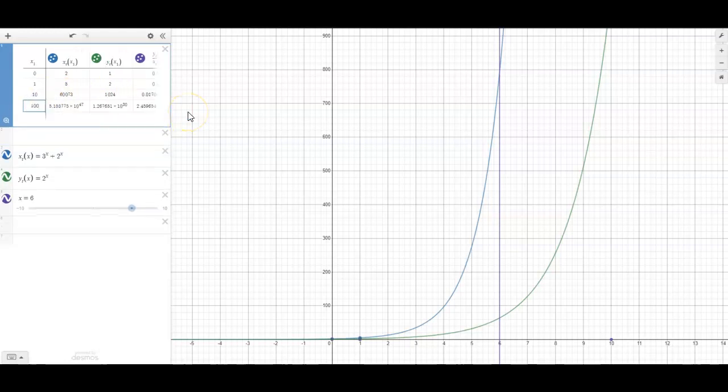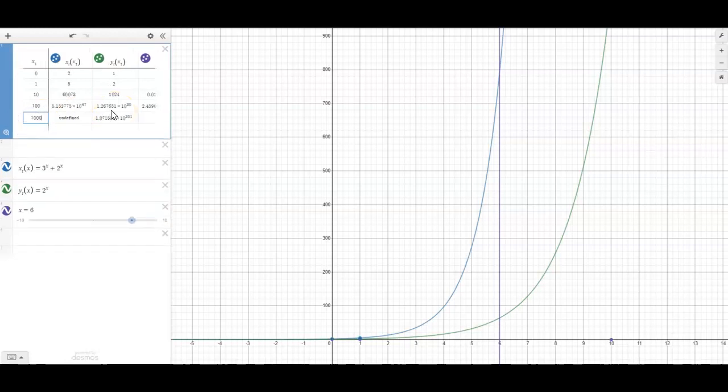If I do it for time 100, you can see that this one's on the order of 10 to the 30th, but the x component is on the order of 10 to the 47th. And the ratio between those is 2.46 times 10 to the negative 18th, which is effectively 0. Now, after 1,000 time units, x of t becomes so large relative to the y component that the ratio of y to x is essentially 0. What that tells me is that the vector is now pretty much pointing along the horizontal axis.